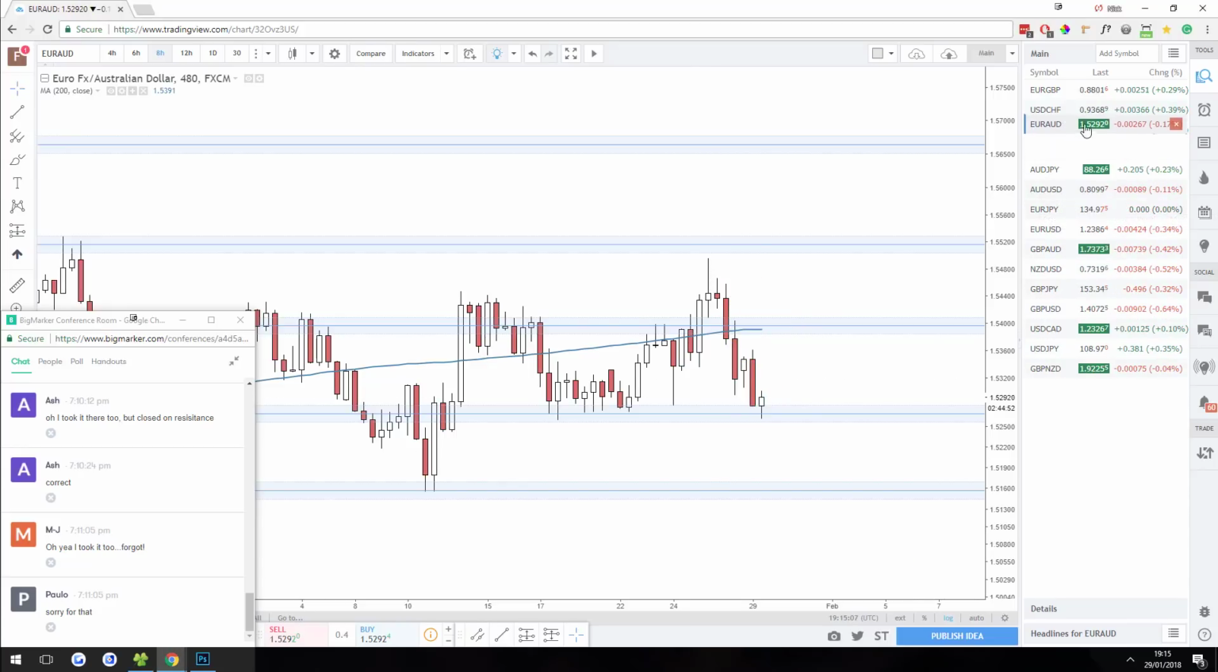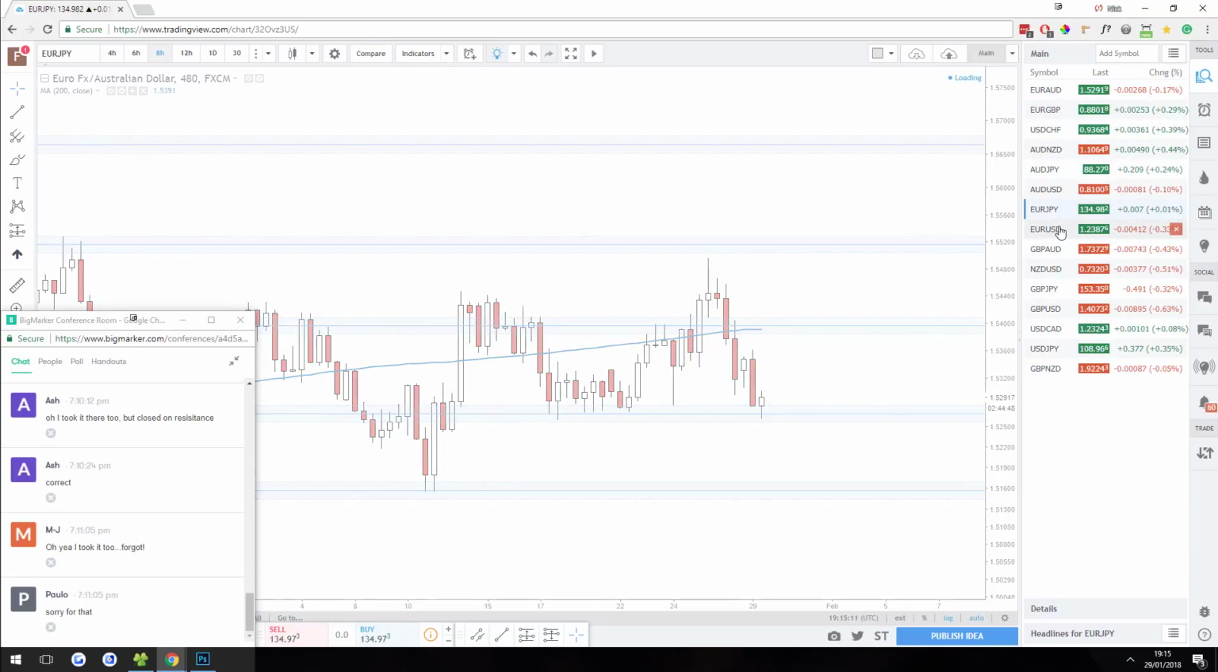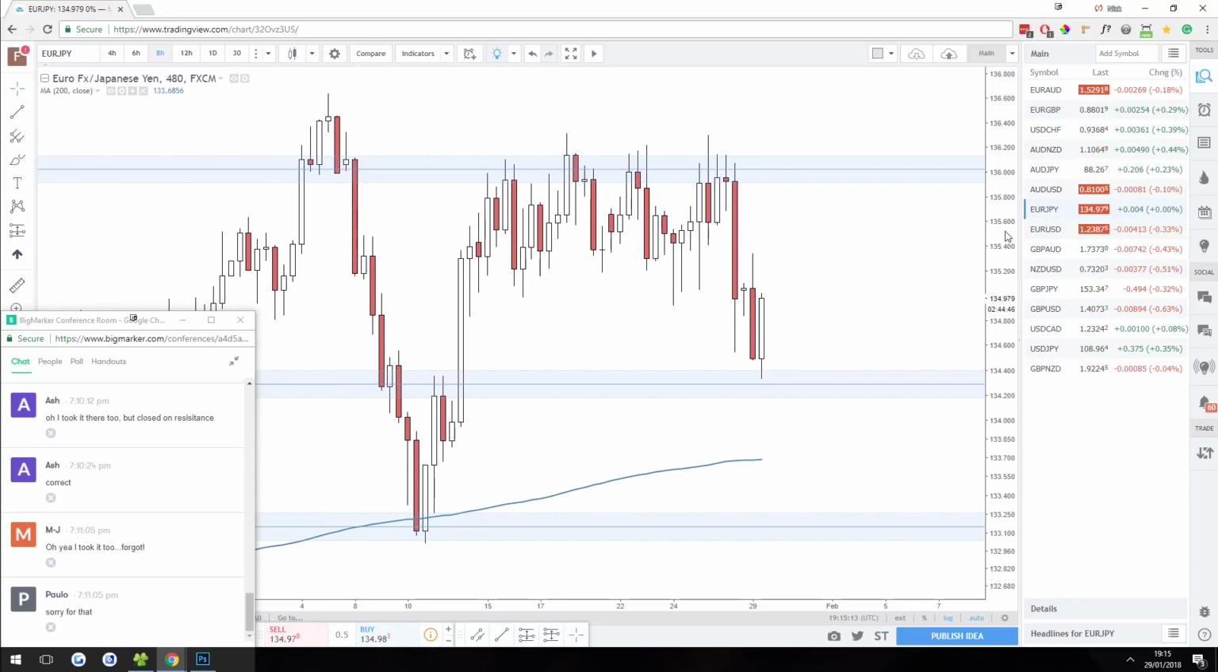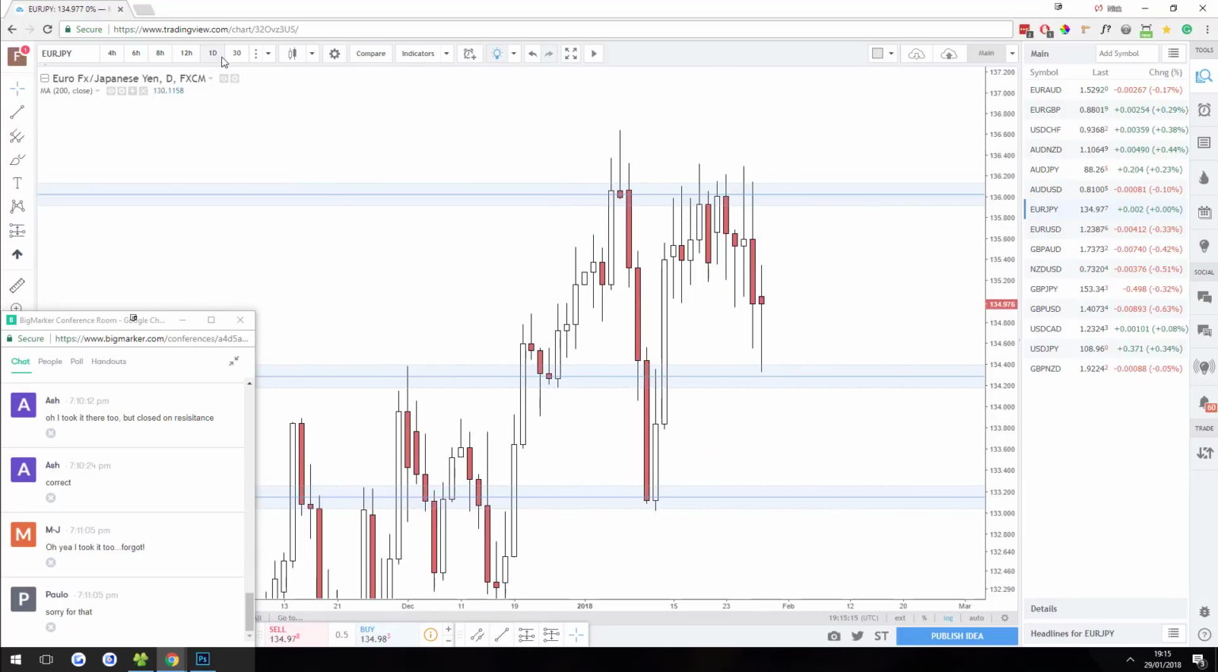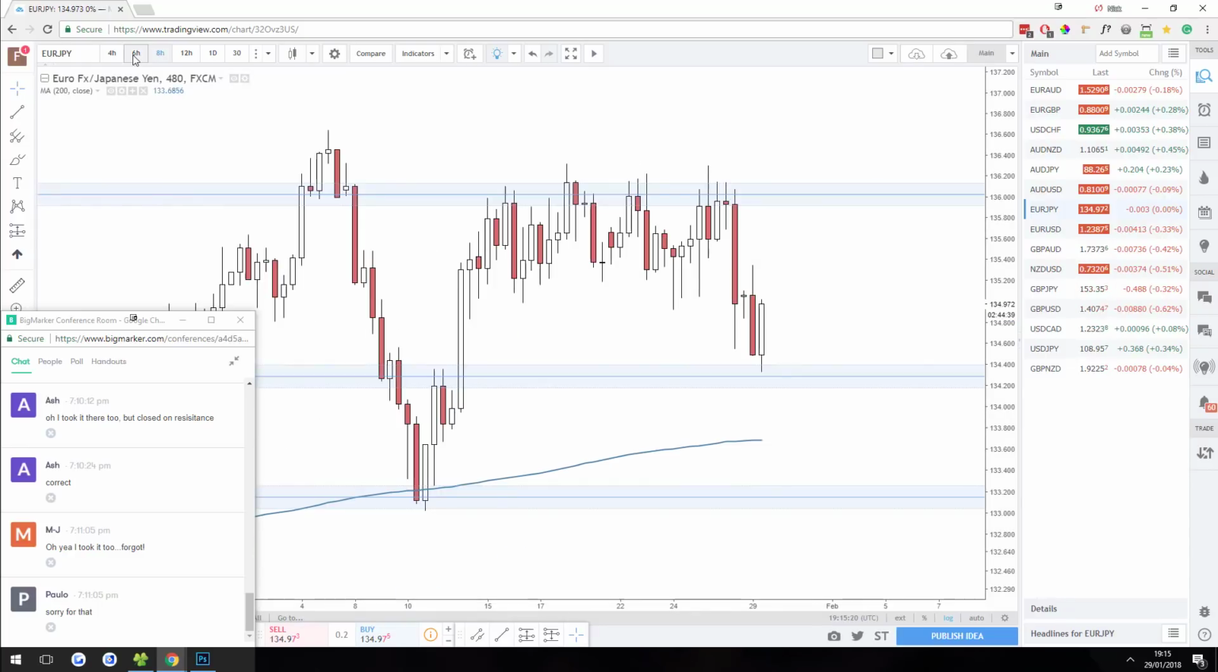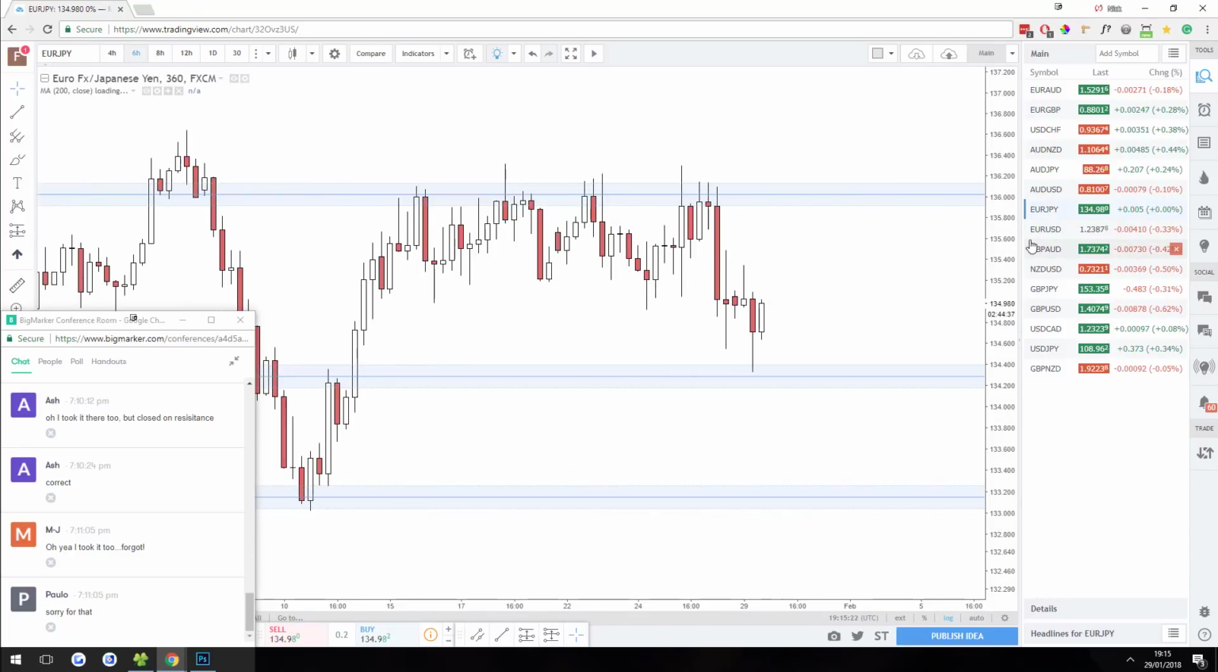Euro AUD. We looked at Euro JPY, right? Don't think we did. Doesn't matter. Just in between support resistance right now, so nothing going on there.